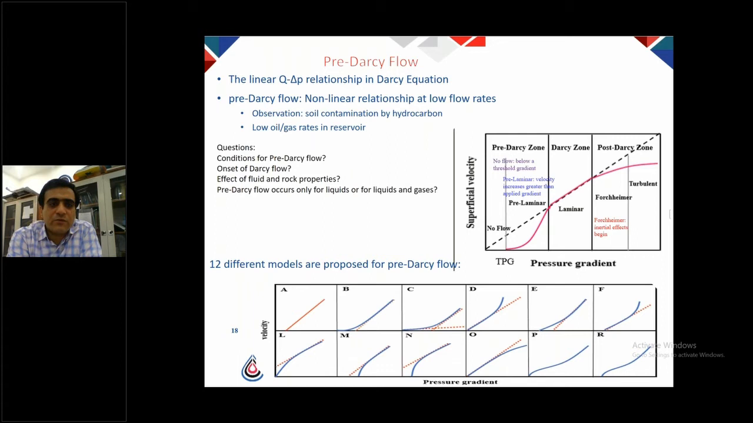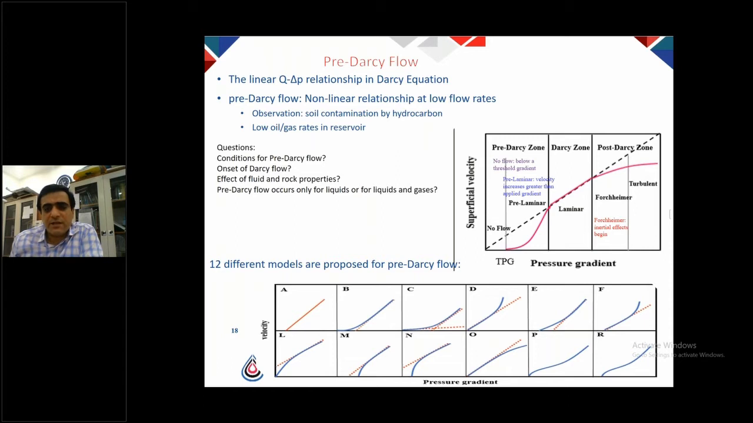But there are some questions regarding the validity of the Darcy equation at very low velocities. For example, we need to know the onset of Darcy flow, the conditions where the pre-Darcy flow predominates, and the effect of fluid and rock properties, which determine the flowing conditions and distinguish between pre-Darcy flow and Darcy flow.